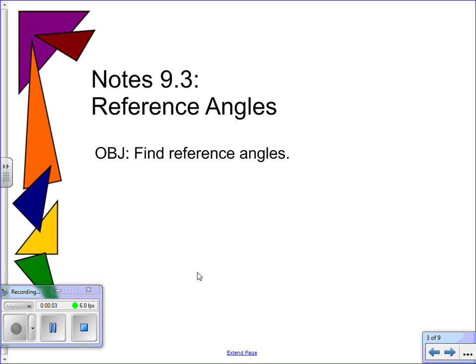So today we're going to start section 9.3, and we're going to work on 9.3 all this week. We're going to do reference angles today. Tomorrow we're going to do what I consider to be the most challenging part of 9.3, and that's figuring trig ratios without a calculator. And Thursday we'll spend time reviewing Tuesday and Wednesday's material.